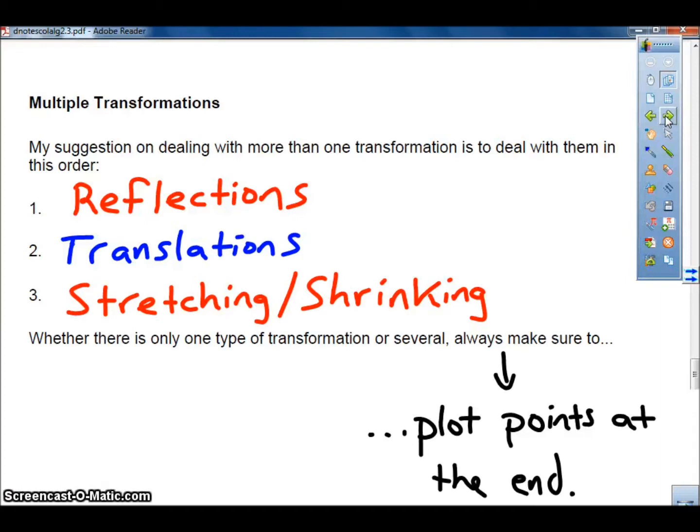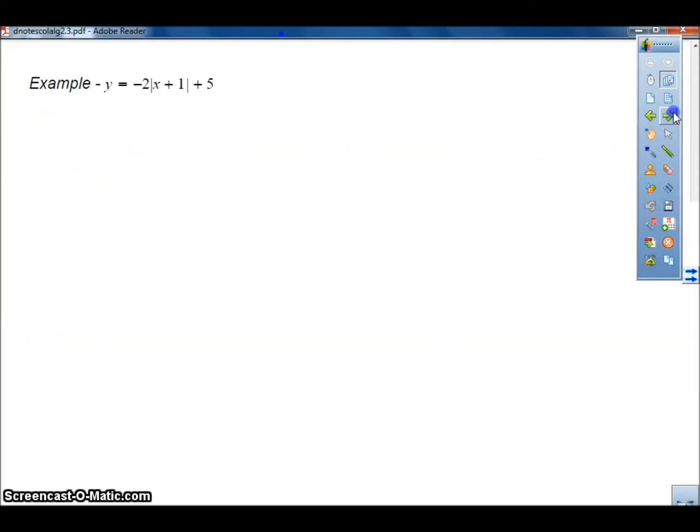And then the last thing you do is stretching or shrinking. And again, you account for that by plotting points. So whether there is only one type of transformation or several, always make sure to plot points at the end. So even if there was no stretching or shrinking, we're still going to plot a few points. All right, so let's look at an example.